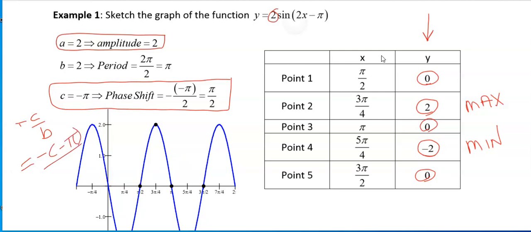And b is the number in front of your x. In this case, it's a 2. So negative pi divided by 2. Ladies and gentlemen, there's your phase shift, your pi over 2. And notice that's your very first x value, the very first one. Whatever that displacement is, you pop it right in there for your very first x value.